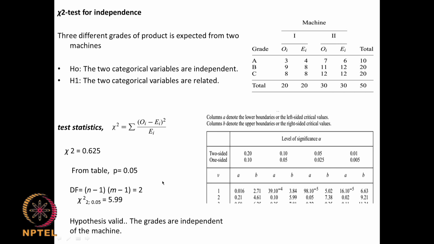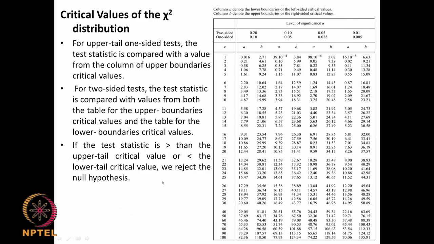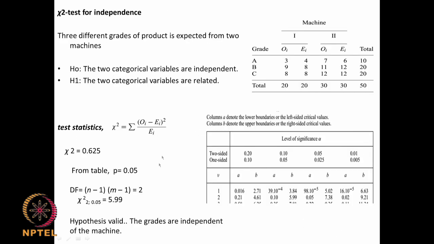The degrees of freedom is 2, and we are looking at one sided 95%. So you get it as 5.99 here. So the table value is 5.99, and the test statistic is 0.625. So the null hypothesis is valid. What is it? The grades are independent of the machine from which it is manufactured.